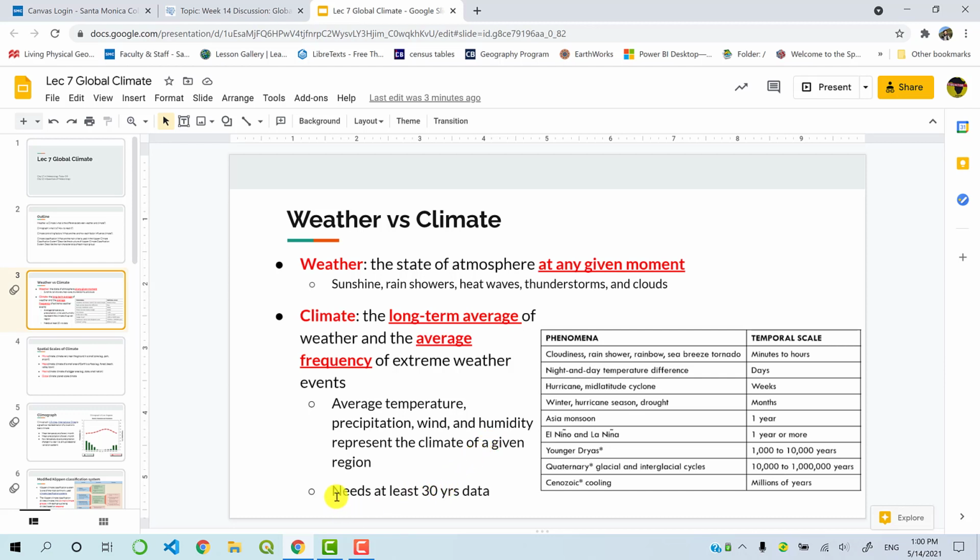Okay, so if you need to draw a conclusion and describe the climate characteristics of one region, you need to collect data for more than 30 years. Here is the sample statement from our textbook about what people talk about regarding climate phenomena and the time scale. Weather and climate, the phenomena and the time scale, as you can see here.